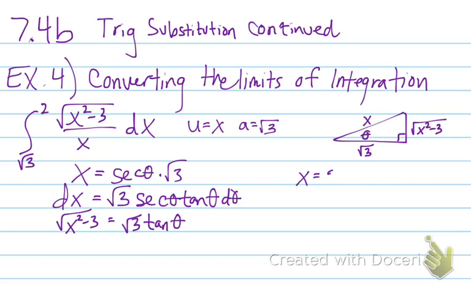So let's see when x equals 2, that equals secant of theta root 3. If I divide both sides by root 3, I get that secant of theta equals 2 divided by the square root of 3. Again, I know that secant equals 1 over cosine. So if I take the reciprocal of that, cosine of theta equals the reciprocal of this side, which is root 3 over 2.